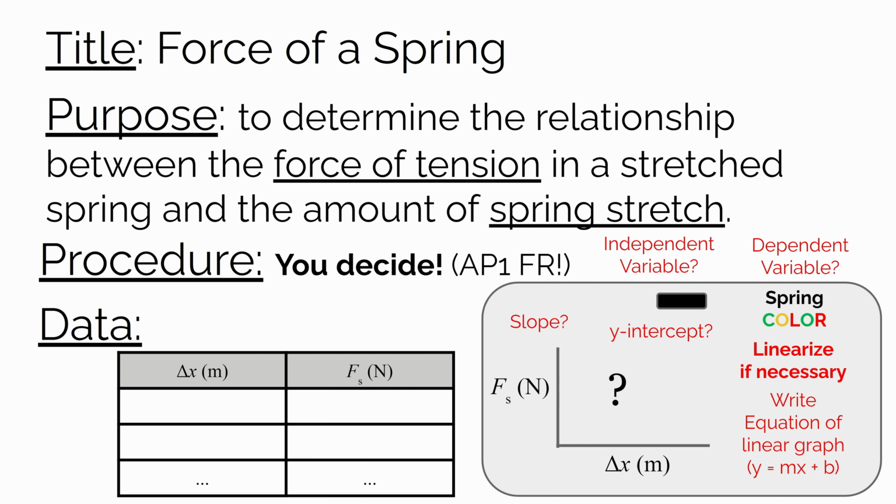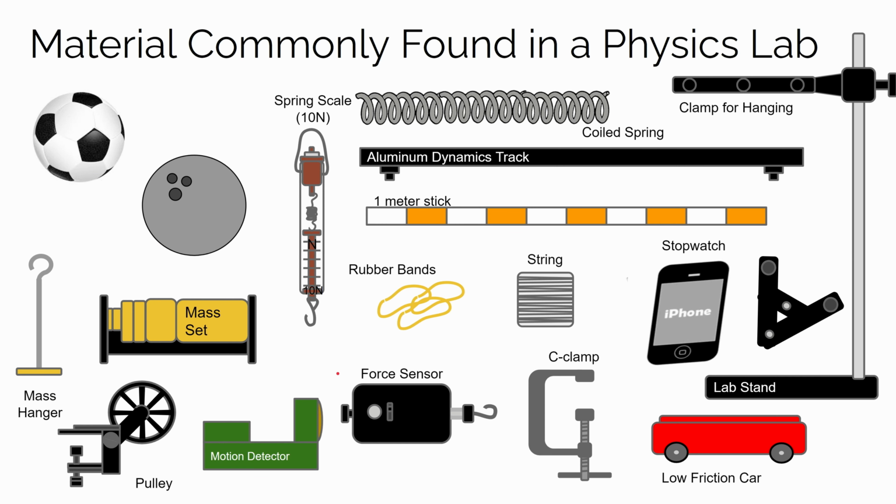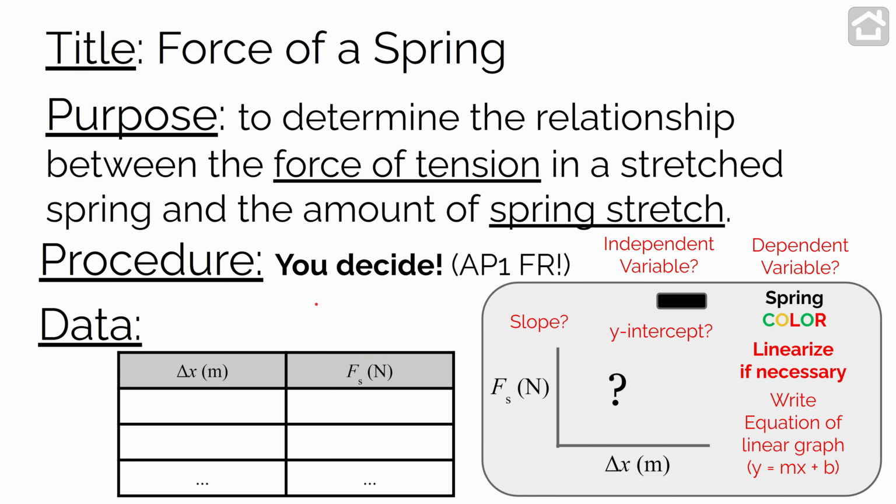Now, to collect that data, each lab group was given a choice. They got to decide how they were going to collect the data, the stretch values and the force values. To do that, they were given material commonly found in the physics lab, force sensors, mass sets. They had access to all of this stuff, and they had to come up with their own procedure to collect the necessary data. Once each lab group collected their data, they made a force versus stretch graph to determine that graphical relationship, and then walked through writing an equation for that relationship so we could talk about it together as a class.